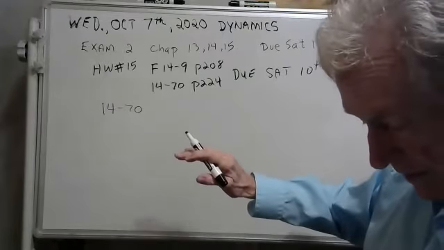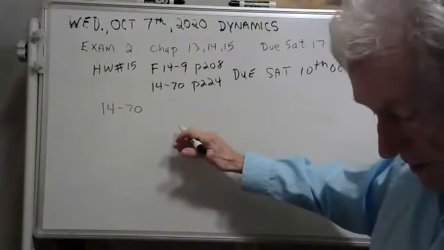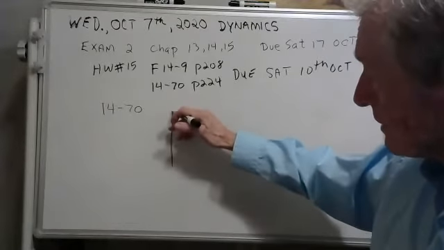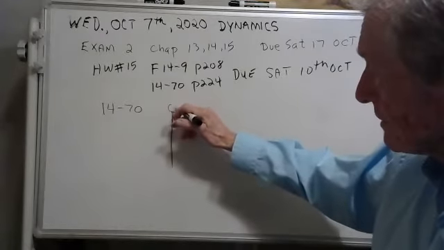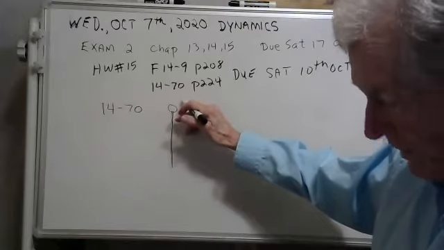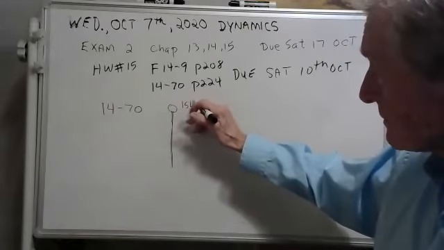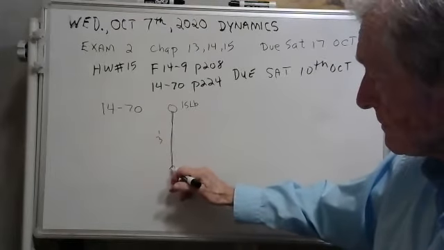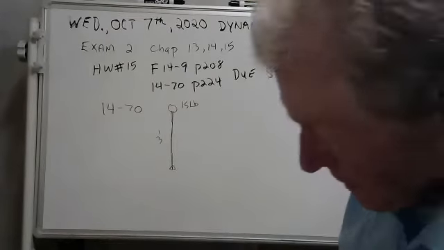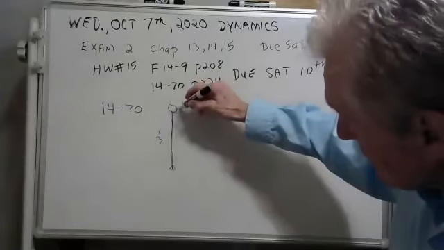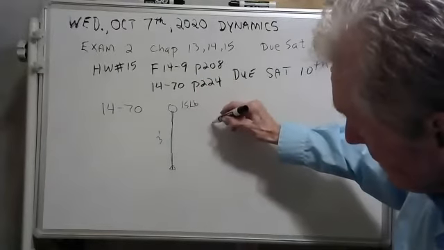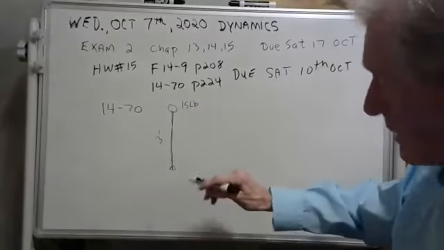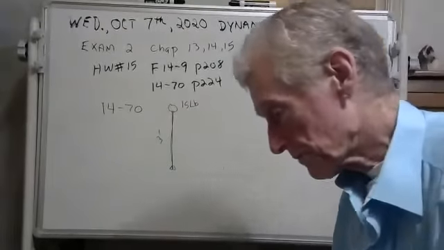You've got a 15-pound ball on a 3-foot rod. Here's the rod. Here's the 15-pound ball. 3-foot rod. There you go. Now you know what's going to happen. This thing is going to rotate. It's going to rotate, and it'll be in different positions.